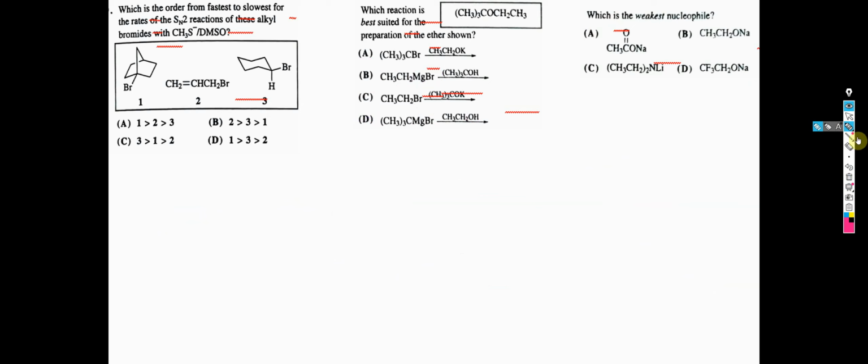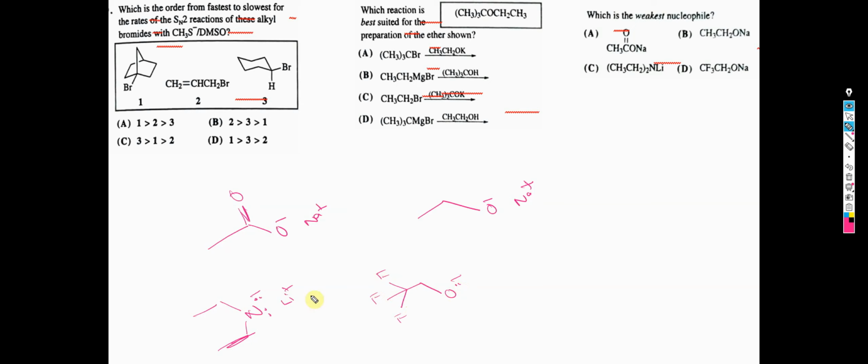Okay, which is the weakest nucleophile here? So weakest nucleophile, let's look at the structures. So we have sodium acetate and sodium ethoxide, and we have diethyl lithium amide, 2 lone pairs and lithium plus, and we have sodium trifluoroethoxide. So if you look at the conjugate acids, that tells you what a good nucleophile is going to be and what is not going to be a good nucleophile.